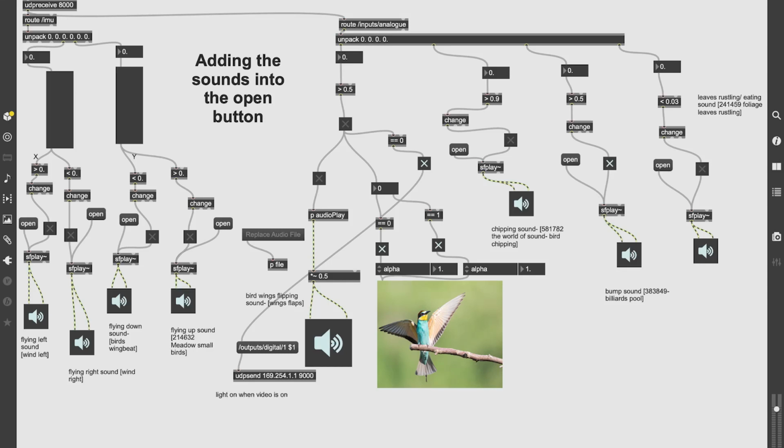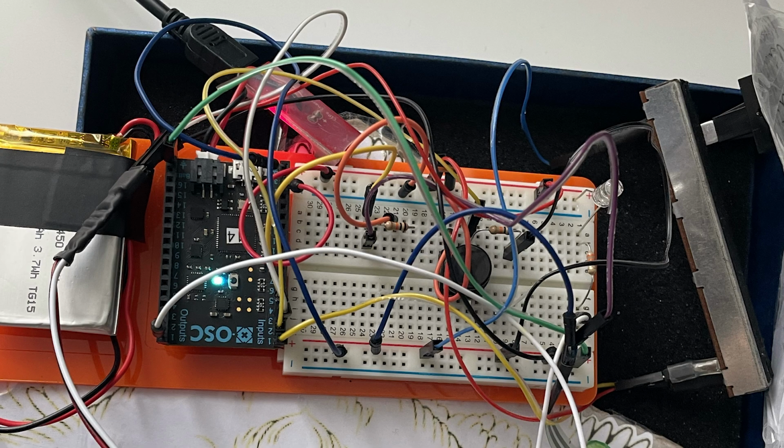Hi, this is my xOSC project, which is a bird simulator. It will produce 8 sounds with different interactions. The intended user of this project is for all ages. First, the gyroscope of the xOSC was used.